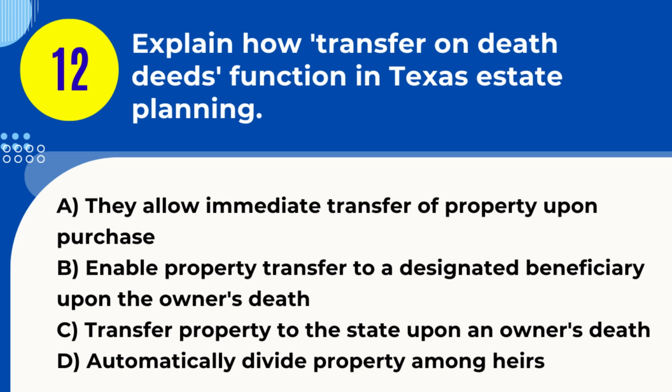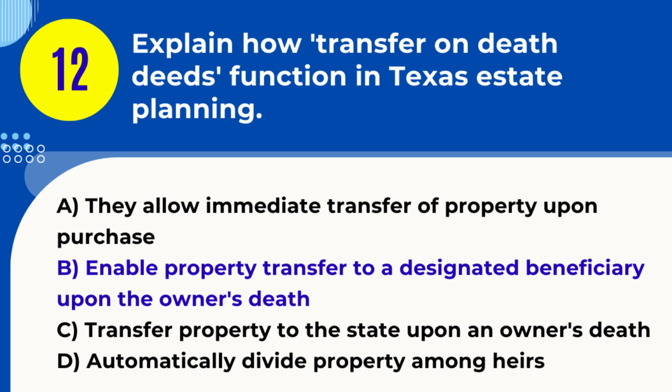Question 12. Explain how transfer on death deeds function in Texas estate planning. A. They allow immediate transfer of property upon purchase. B. Enable property transfer to a designated beneficiary upon the owner's death. C. Transfer property to the state upon an owner's death. D. Automatically divide property among heirs.